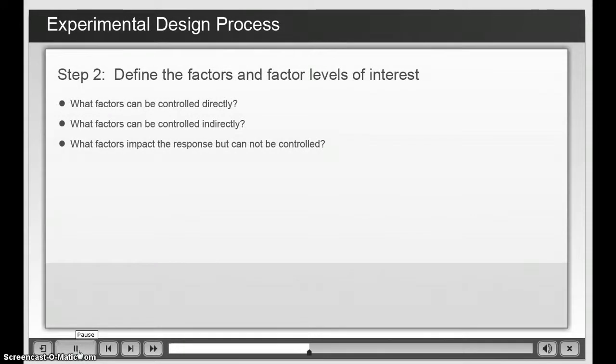The next step, step 2, is to define the factors and factor levels of interest. So the factors can be many different things, and they can consist of things that can be controlled directly, things that can be controlled indirectly, that may be controlled by other variables that are currently not being included in the experiment, and factors that could impact the response but are not controlled, or they can't be controlled.